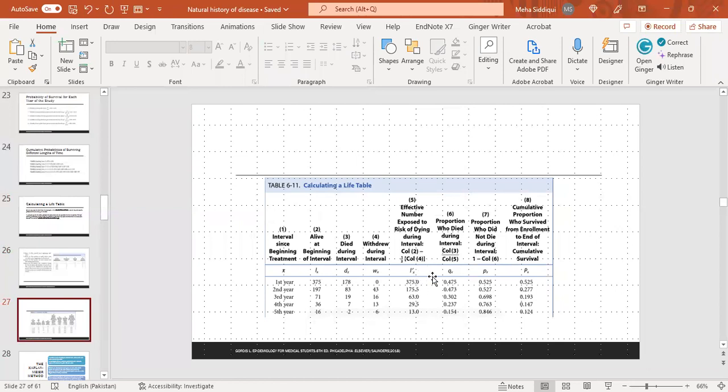Column number 5 shows the effective number exposed to risk of dying during interval. How we calculate that? We subtract half of the values given in column number 4 from the values given in column number 2. Then column number 6 is proportion who died during interval. These are the died during interval values divided by column number 5 values, and column number 7 indicates the proportion who did not die during interval. These are calculated by subtracting the values given in column number 6 from 1. And these are the cumulative proportion who survived from enrollment to the end of interval. These are the cumulative survival for each year.